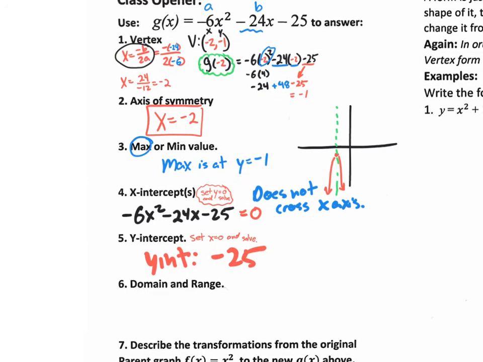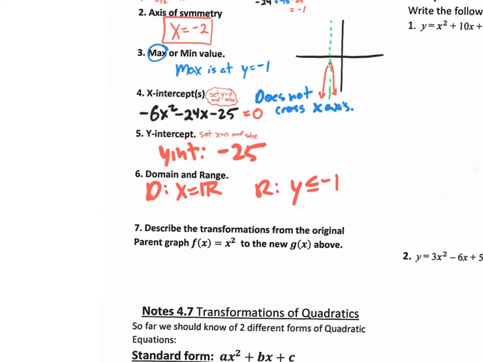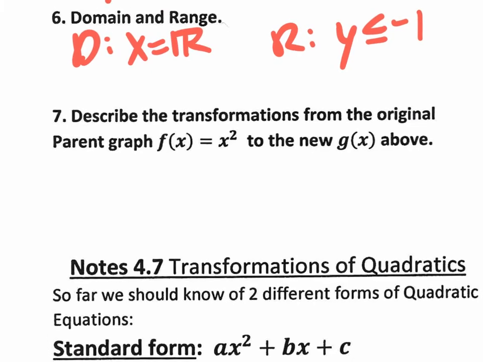Now it's time for domain and range. Well, the domain on any parabola is going to be x equals all real numbers, because the parabola will go to the left and to the right forever. And the range is going to be your y values, and it's either above a certain value or below a certain value. So of course you need to use your vertex for that. The vertex is -2, -1. So the whole parabola is at -1 or below -1, right? So what are we going to say? Y is what? Less than or equal to -1.